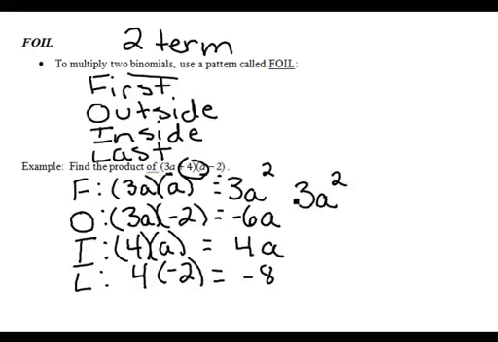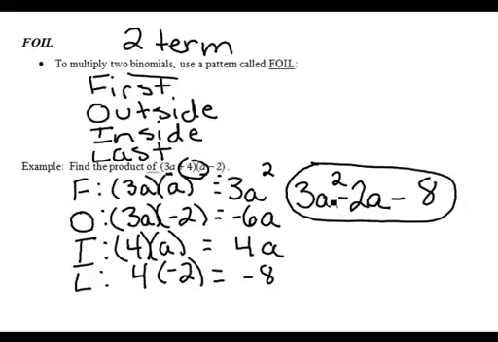Now my outer and inner terms, my negative 6a and 4a are like terms, so if I add those terms together, negative 6a plus 4a leaves me with a negative 2a. And then finally, my last term would be the negative 8. So using FOIL, I get a product of 3a squared minus 2a minus 8.